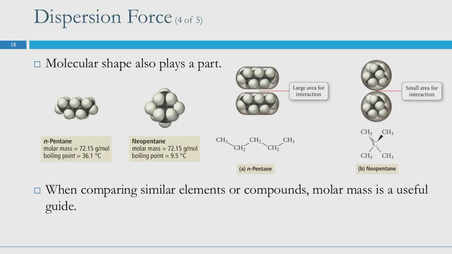The shape also plays a role. Comparing a couple of types of hydrocarbon, we have N-pentane. N just means normal or straight chain, so it doesn't branch off at any point. And then neopentane, just a prefix referring to this particular shape of pentane. Both of them have 5 carbons and 12 hydrogens. So they've got the same molar mass, but they have different boiling points because of their different shapes.